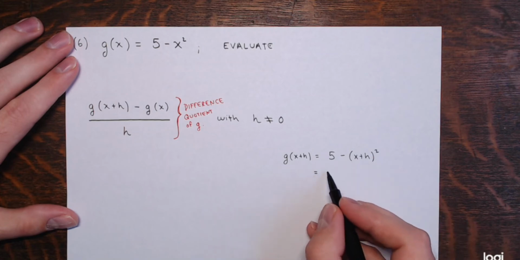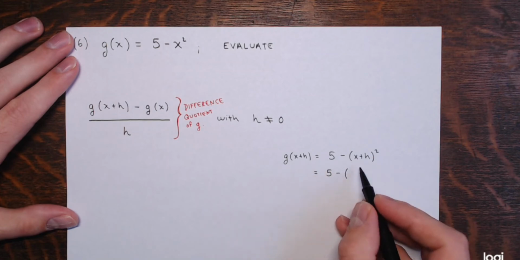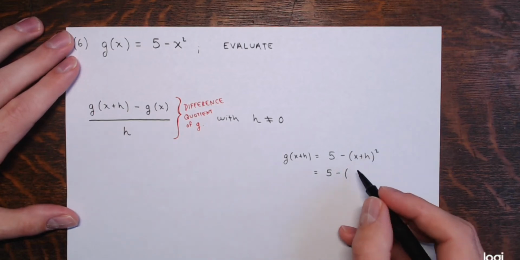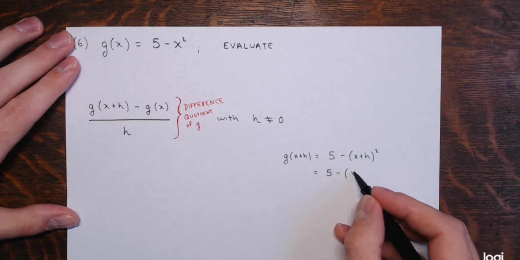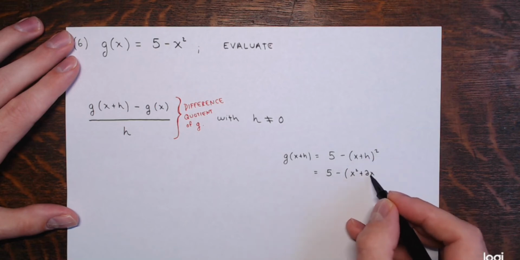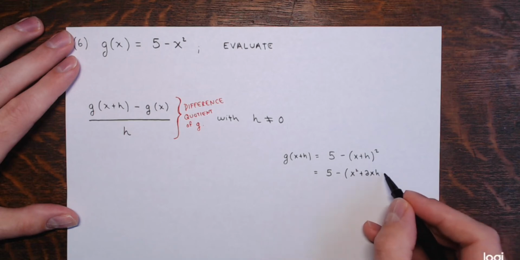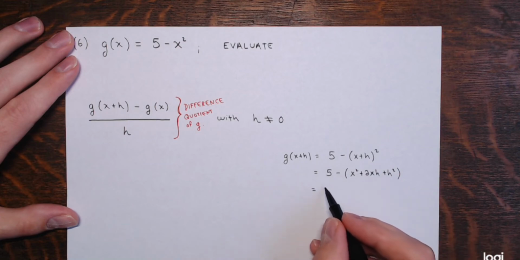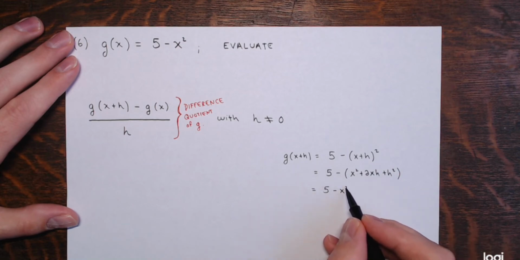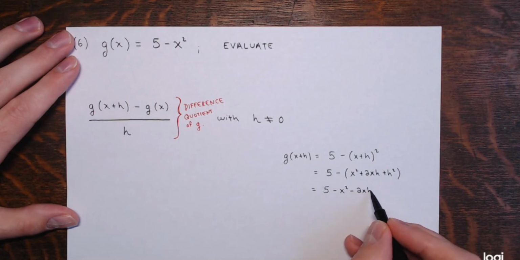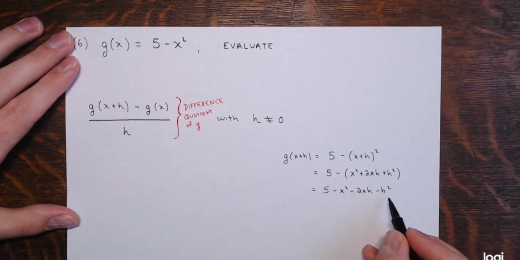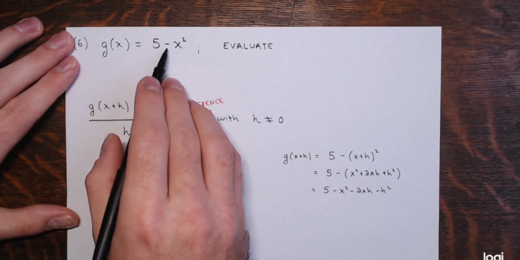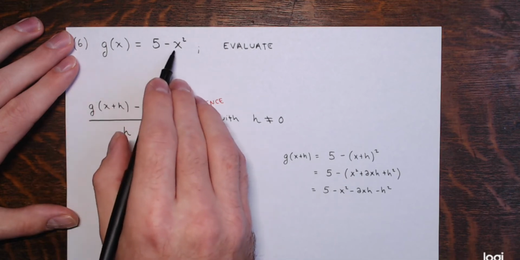This is 5 minus, and don't forget, you do powers first before multiplication. This is like -1 times this. You square the thing first. X plus h squared would be x squared, plus 2 times xh, right? You'd have x times h twice. And then plus h squared. And then you distribute the negative, and we'd have 5 minus x squared minus 2xh minus h squared. Right, so that's going to replace this part of the expression. And we already have g of x, right? G of x is already given to us. It's 5 minus x squared, simple enough.